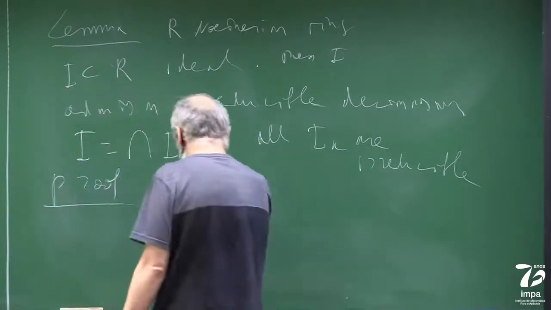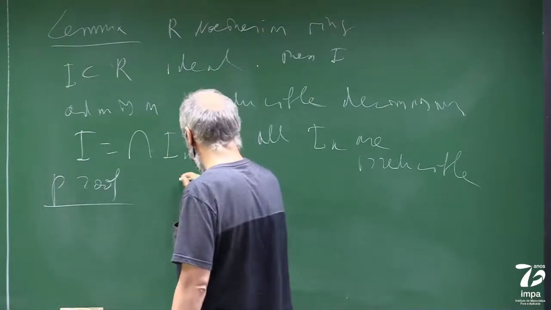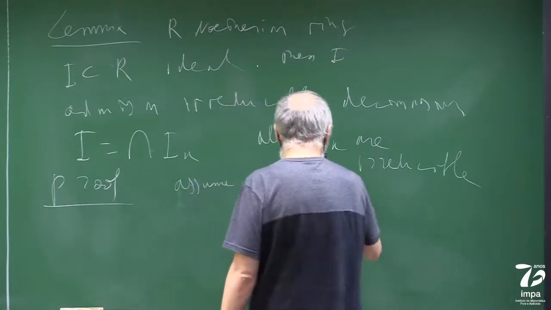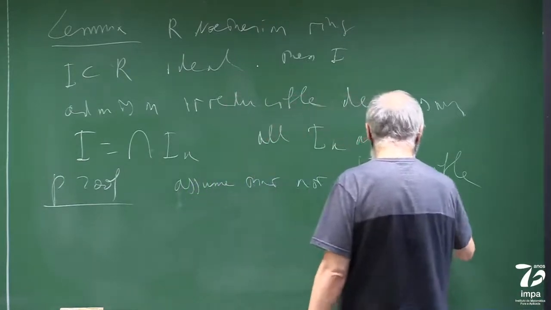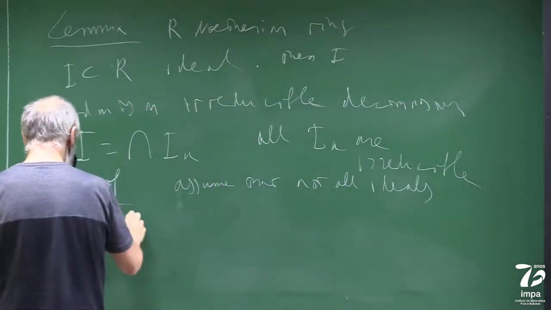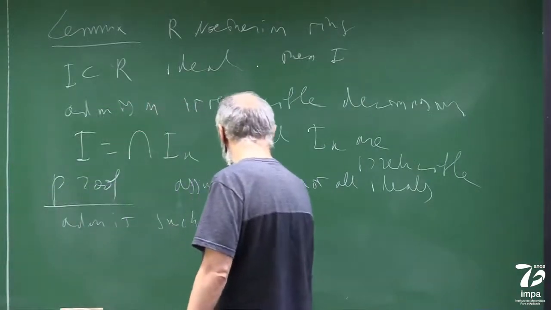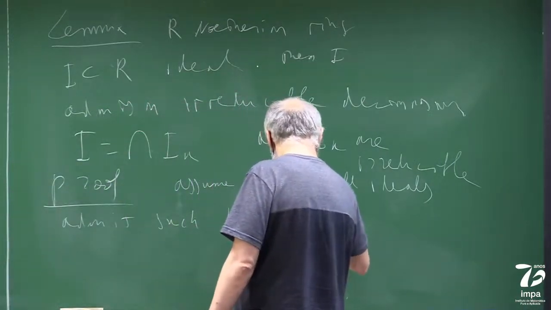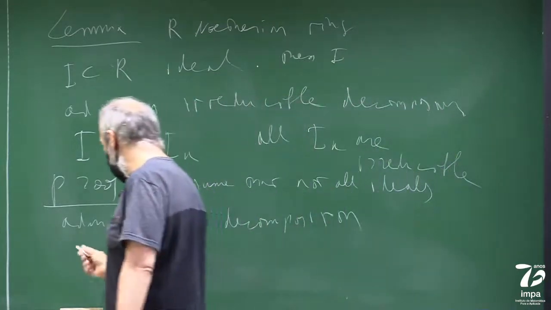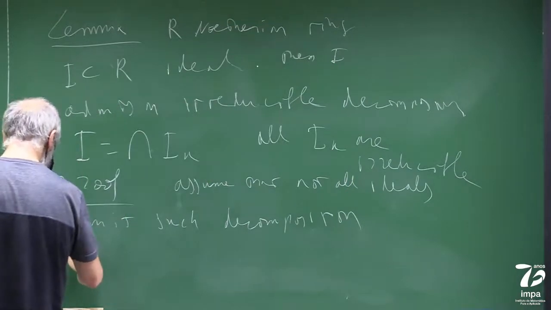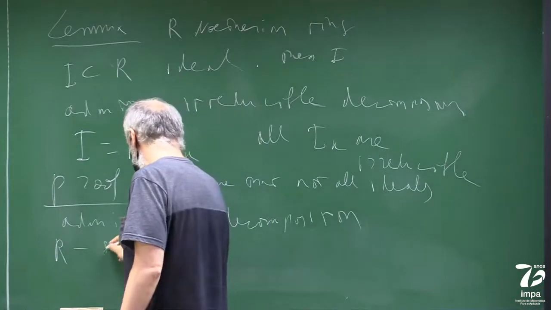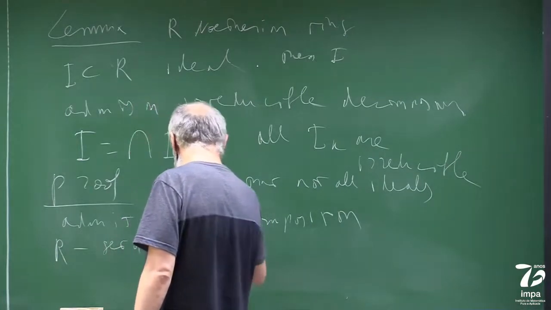Suppose that not all ideals admit this decomposition. Then we take R, the set of all ideals not admitting an irreducible decomposition. Set of all such ideals not admitting irreducible decomposition.